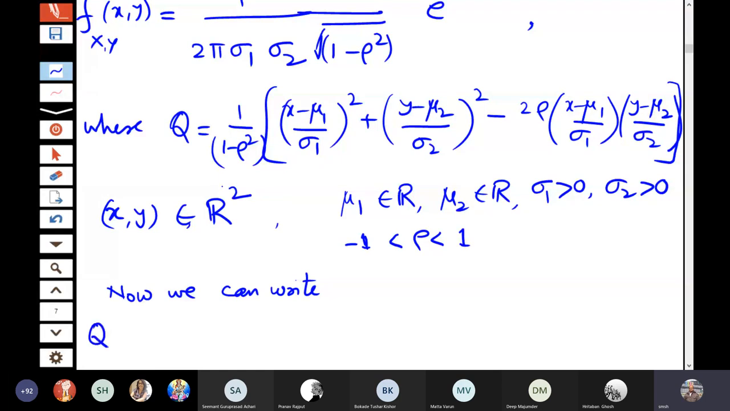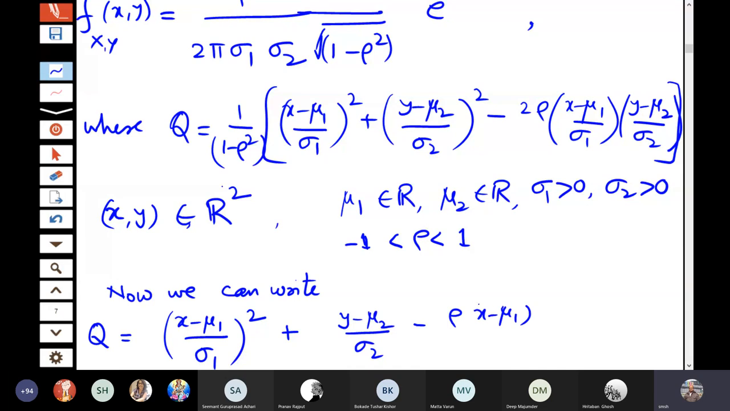So this q we write in two different forms. One is we write it as x minus mu1 by sigma 1 square plus y minus mu2 by sigma 2 minus rho x minus mu1 by sigma 1, whole square.